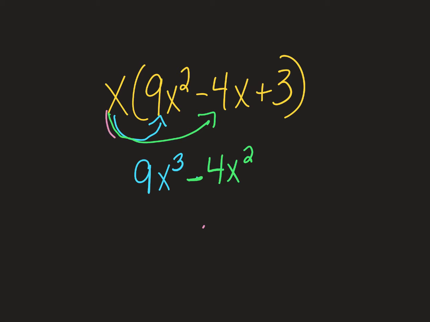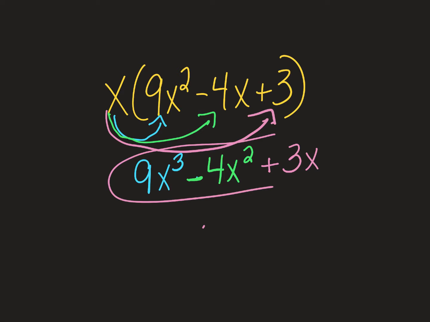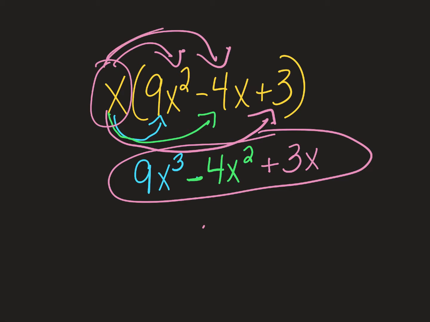Now I'm going to multiply x times 3. And I'm going to have what? 3x. And that is your answer. Okay? So basically you're taking this and you're multiplying it by that. Then you're multiplying it by that. And then you're multiplying it by that. Okay? All right, let's do it.